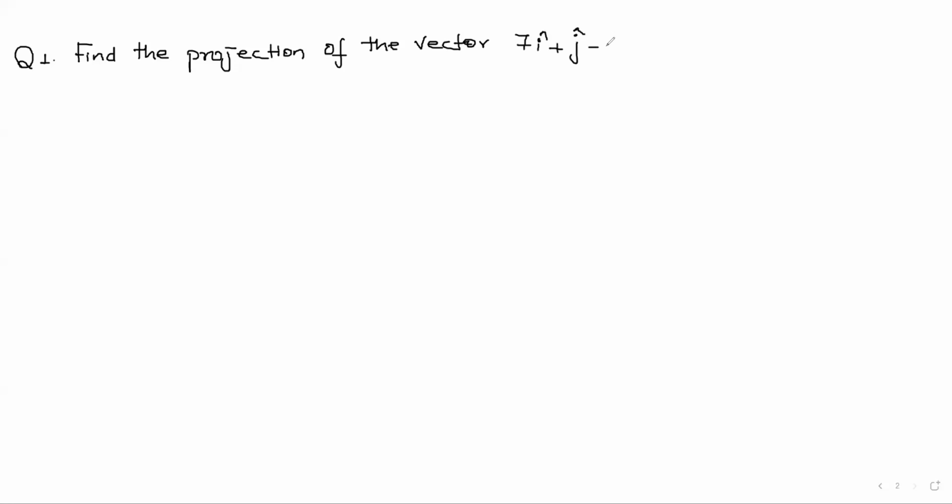let me write a question in the meantime. Find the projection of the vector 7i cap plus j cap minus 4k cap on 2i cap plus 6j cap.